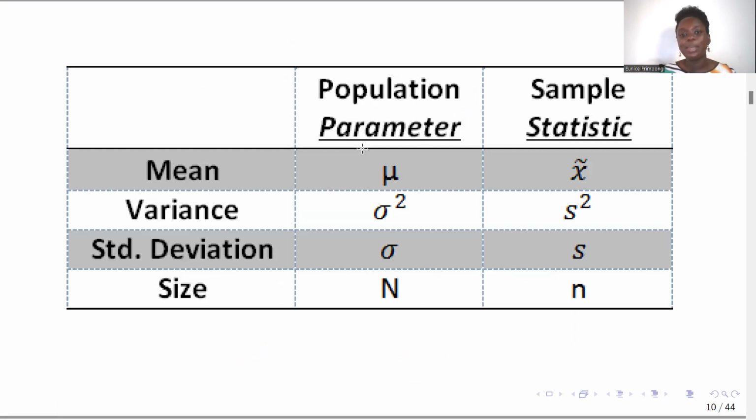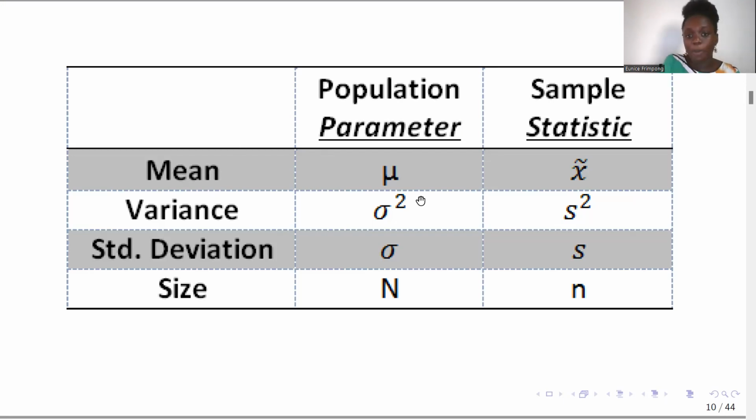So here are some examples of population parameter and then sample statistic. In this case, you have here the mean or the average. It could be the average age. It could be the average income. It could be the mean of anything you may want to study in a particular population.